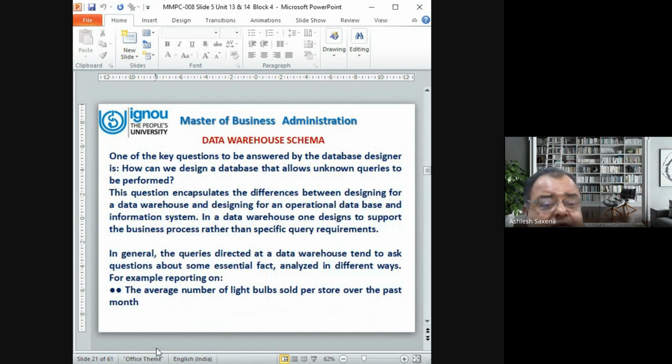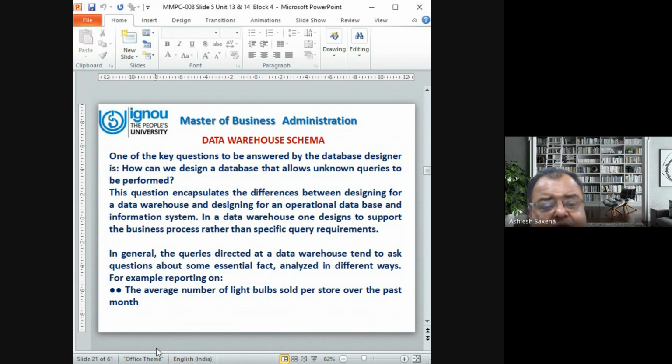Now comes the data warehouse schema. One of the key questions to be answered by the database designer is how we can design a database that allows unknown queries to be performed. This question encapsulates the difference between designing for a data warehouse and designing an operational database and information system. In a data warehouse, one designs to support the business process rather than specifying query requirements.